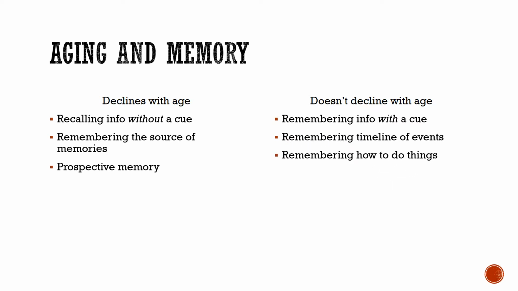Another thing is your ability to remember how to do things. This is the most stable form of memory, generally speaking. It's something that never goes away with age. So you won't forget how to sew, or how to ride a bike. You won't forget how to do things that you otherwise knew how to do. You may be less likely to be able to actually do those things, but you don't forget how to do them.